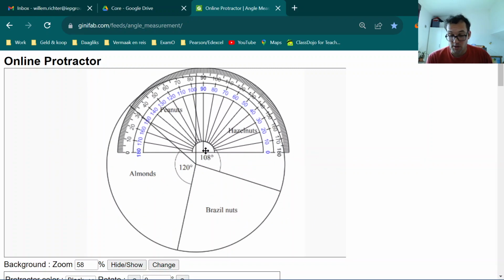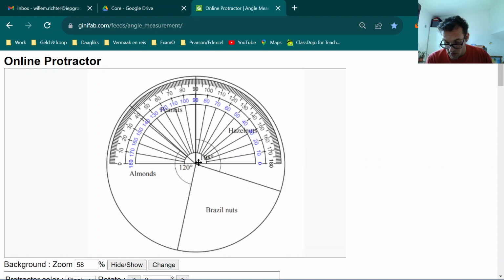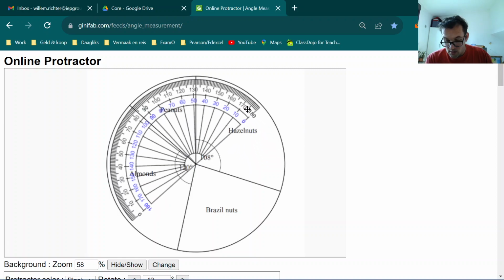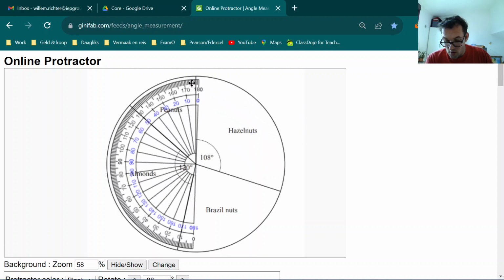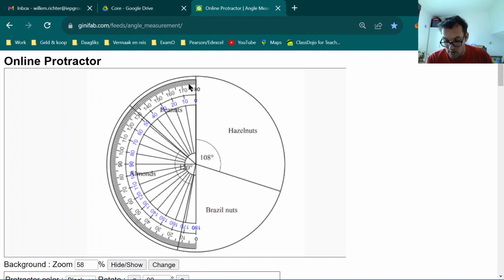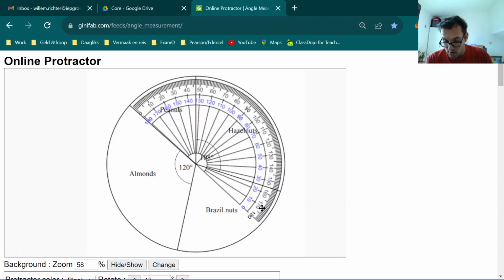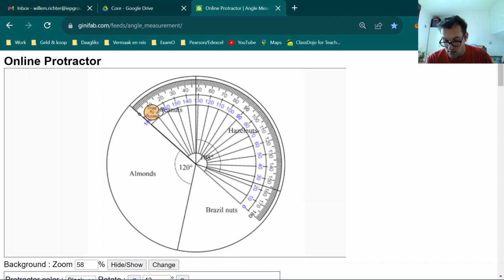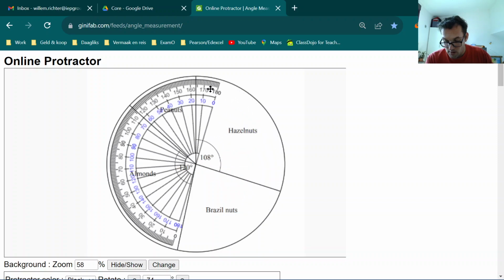First thing you want to do with the protractor is put the middle of the protractor in the middle of the pie chart. And then you want to rotate the protractor to make sure you have a 0 on a line. So there, you see, I got 0 on that line next to peanuts. Okay, you can do it the other way around as well. Now I got the outside 0 on the line next to peanuts. Okay, so that's two ways of doing it.